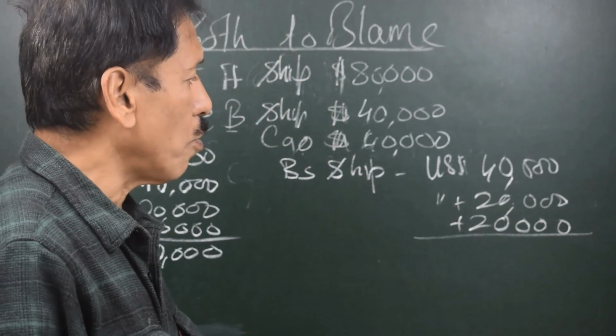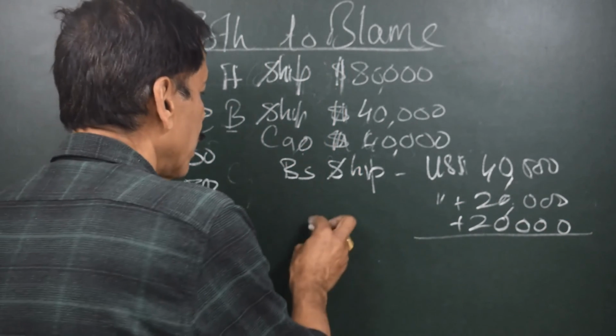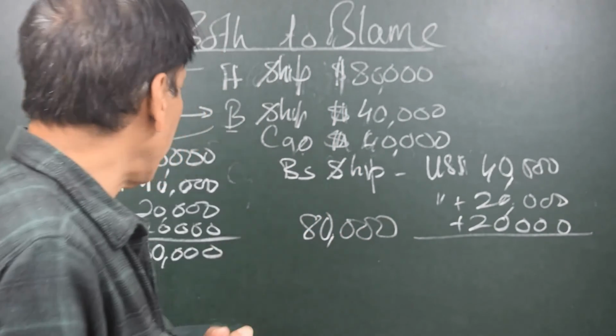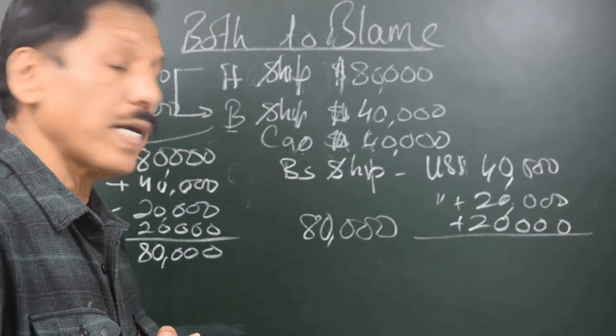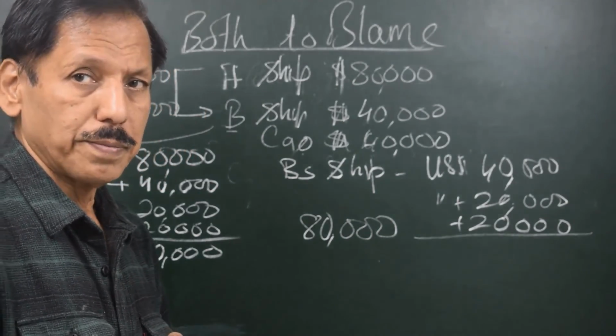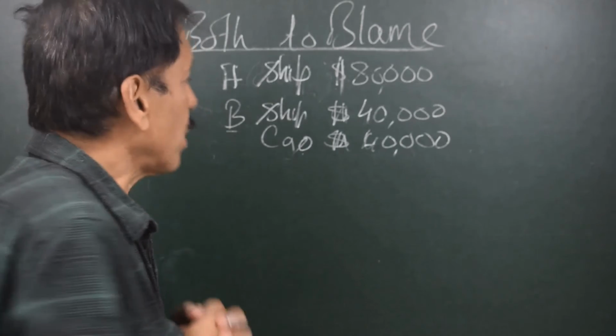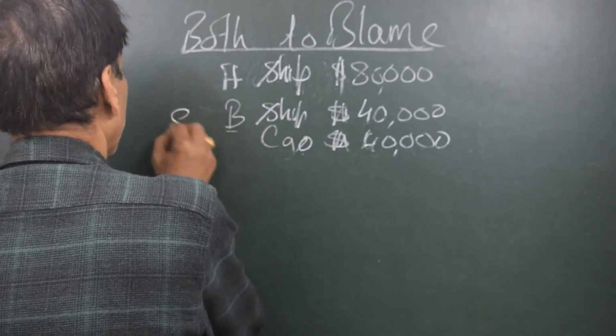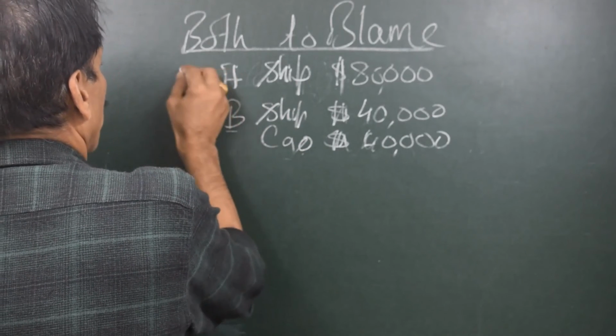So this is the account of B, 40 plus 20 plus 20, 80,000. So we can say the net loss of A is also 80,000, net loss of B is also 80,000. Now let us change the situation slightly. Let us say in this collision, B's blame is 80% and A's blame is 20%.